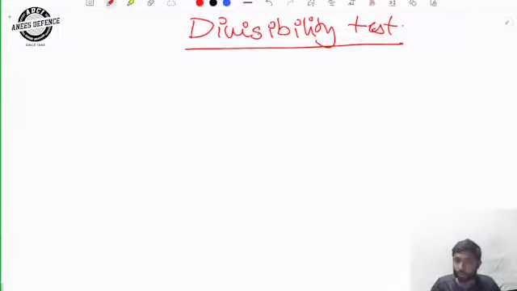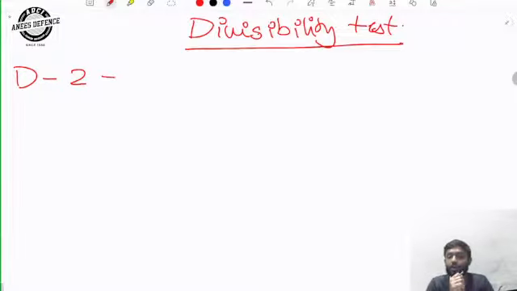And one more thing about 1. The 1 is the only number which is neither prime nor composite. Always remember that thing. So we'll start with the divisibility test of 2.